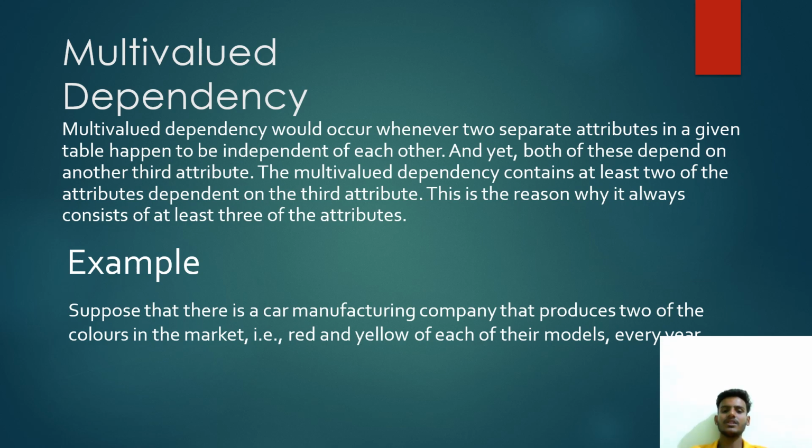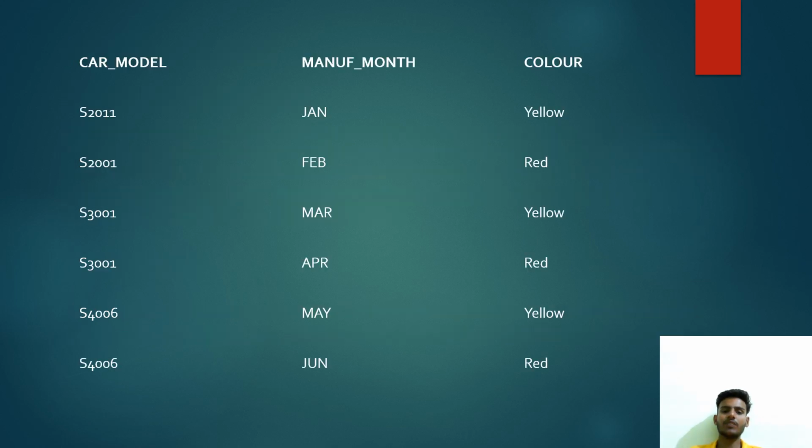Example: suppose that there is a car manufacturing company that produces two colors in the market, red and yellow, for each model every year. There are some car models, the manufacturing month and the color. The car models are S201, S211, S2001, S3001, S301, S406. The months are January, February, March, April, May, June. The colors of these car models are yellow, red, yellow, red, yellow, red. Let's move to the next slide.